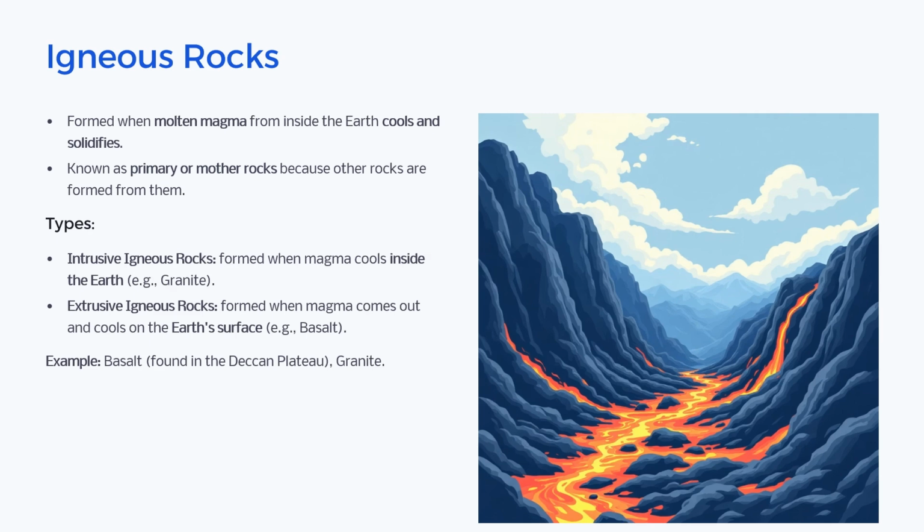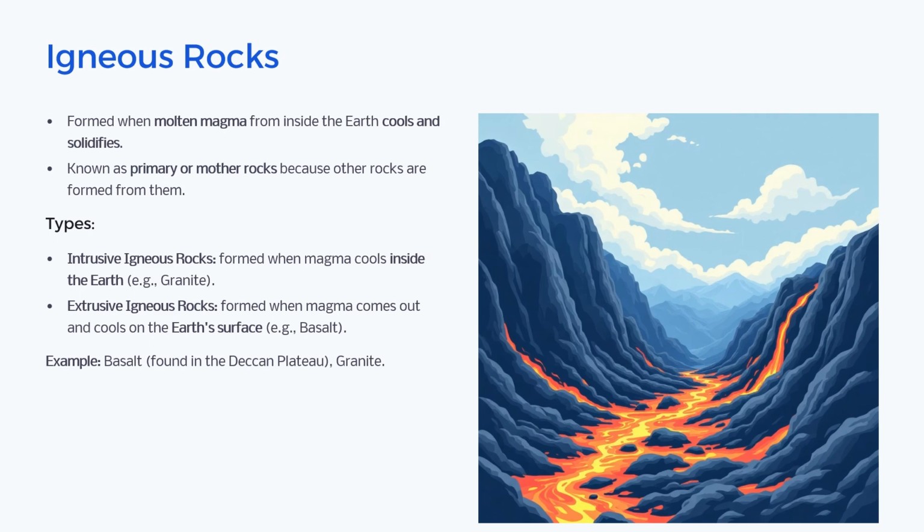These igneous rocks are also known as primary or mother rocks because the other rocks are also formed from them. There are various types of igneous rocks, like intrusive igneous rocks, which form when the magma cools down inside the earth. For example, granite kind of rocks are formed. These are called intrusive igneous rocks.